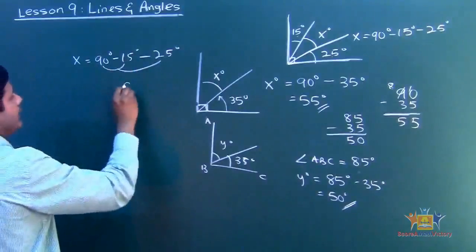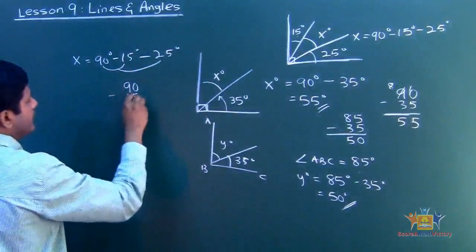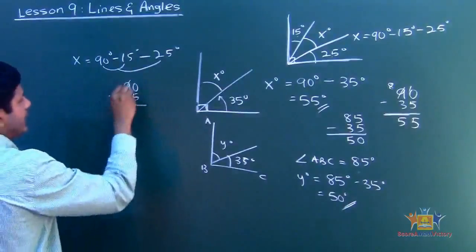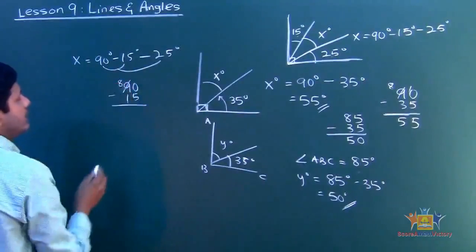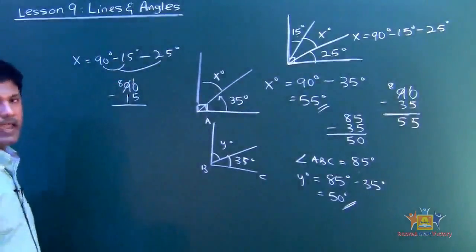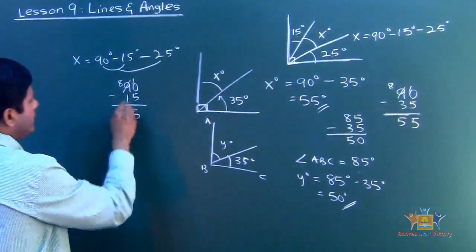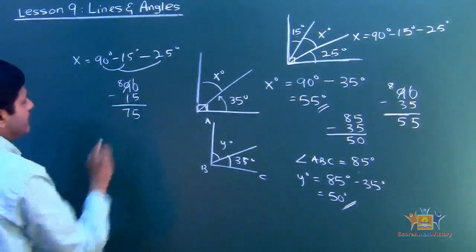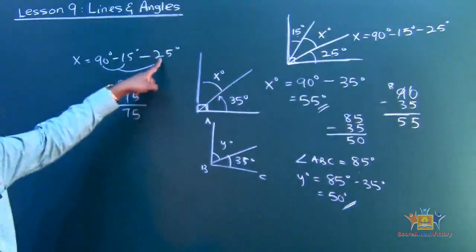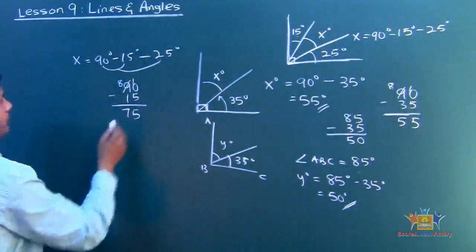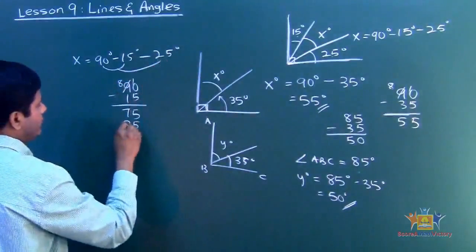90 minus 15. 0 minus 5, I cannot, so I borrow from 9. It becomes 8, and 0 becomes 10. 10 minus 5 is 5, 8 minus 1 is 7. Am I done? No, I've got to take 25 now. So I take 75 and line it up with the 25.